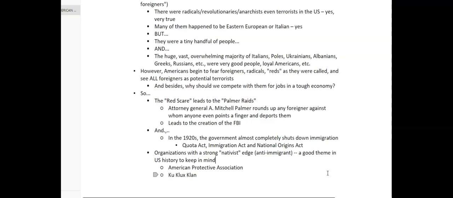Okay, so we leave it there for this sixth period in U.S. history, and hopefully this is helpful to you. Against whom anyone even points a finger.